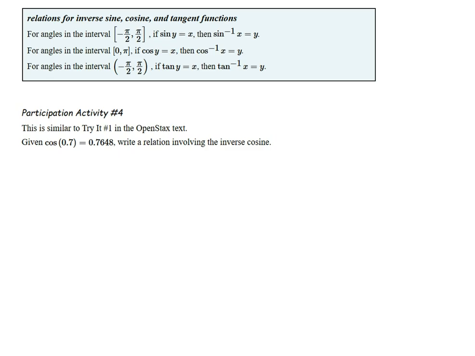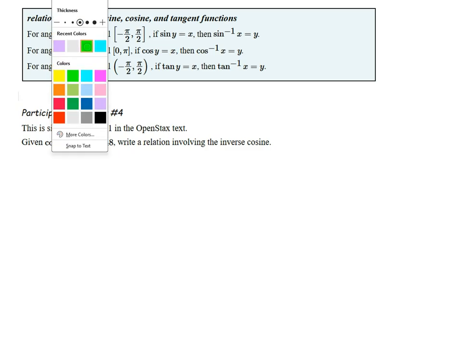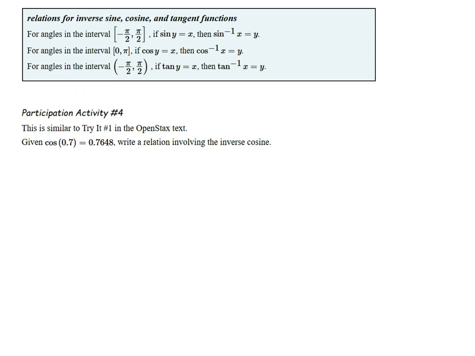And since we're doing cosine on this one, because it says given that cosine, we're going to use: if cosine of y equals x, then the inverse cosine of x would equal y. They're switching places. The y and the x switch places, and then it becomes an inverse. So that's the one we're using.